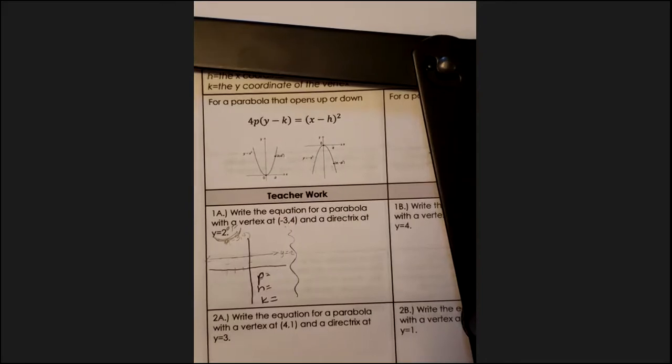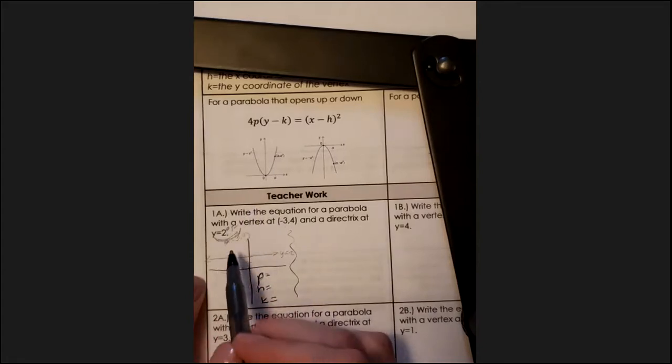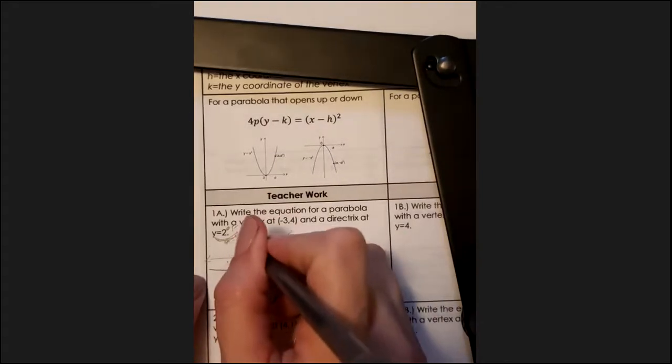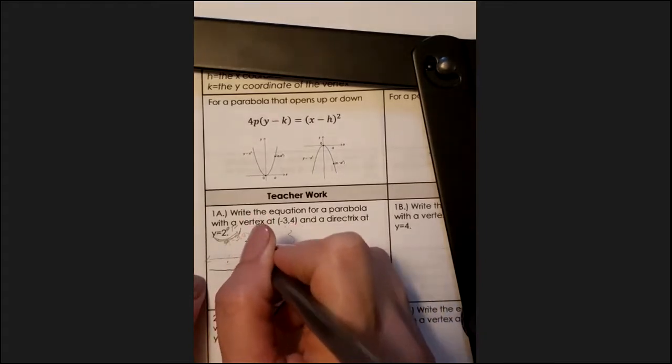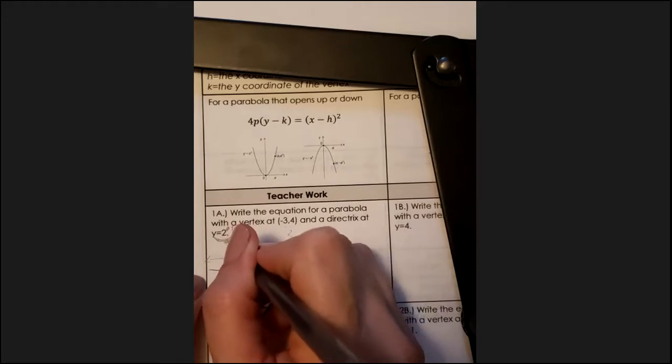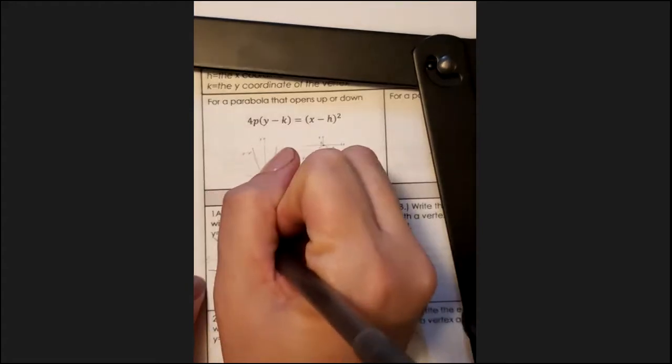Take your time to do this because this is where the actual math is involved. The rest you're just substituting numbers into an equation. So P, remember, is the distance from either the focus to the vertex or the vertex to the directrix. Well, I know where the vertex is and I know where the directrix is. The vertex is up here at 4 and the directrix is down here at 2. So they are 2 spaces apart, which means P equals 2. That means my focus would be up here at positive 6.